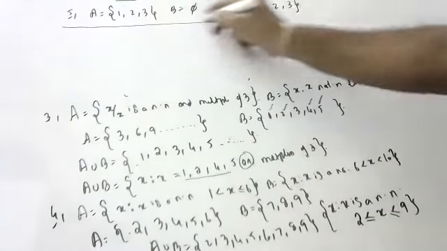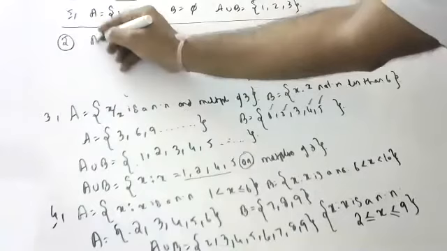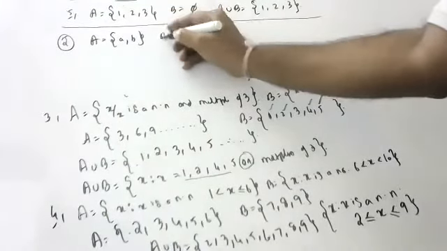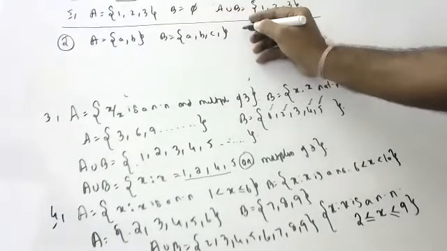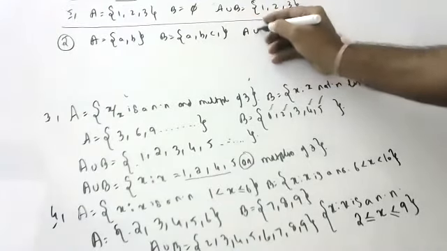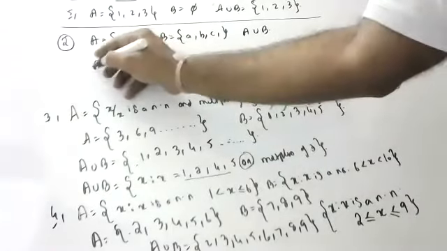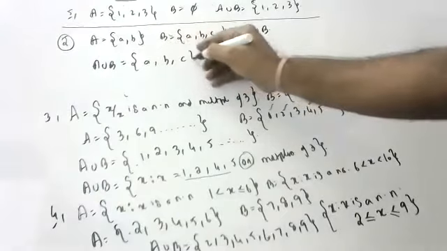Now I am starting the second sum, children. First sum is over. In the second sum, what they gave is A is equal to {a, b}. Please check, children, all of you. B is equal to {a, b, c}. Question is, what is A union B? First one. A union B is {a, b, c}.